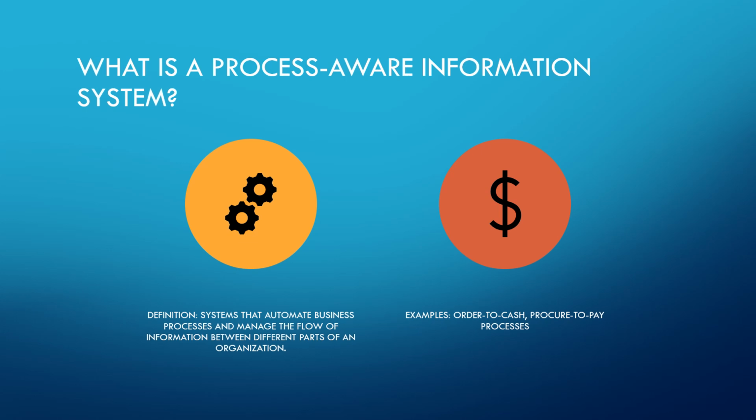Now that we've defined both of those, we can say that a process-aware information system, or PAIS, are specialized software systems designed to automate and manage the flow of information within an organization. These systems support various business processes, ensuring efficient and effective operations. One example is order to cash process in a retail business. It involves multiple steps from receiving an order to delivering the product and finally collecting payment. A PAIS can streamline this process, reducing errors and speeding up transaction times.